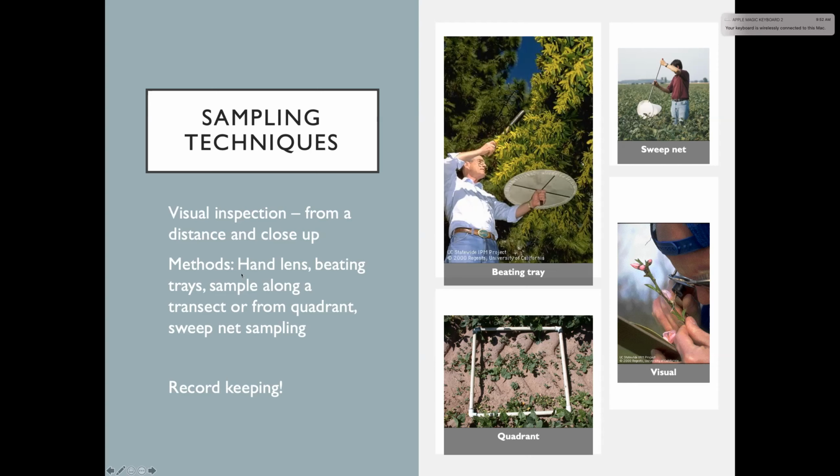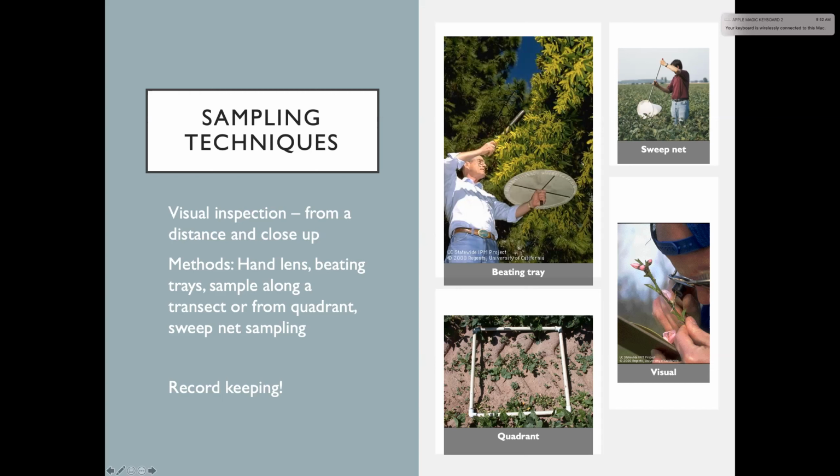To count pests that are very, very small, they'll usually use a hand lens. It's like a small magnifying glass that you can keep in your pocket or wear around your neck on a loop. This is a really handy little tool to have for getting up close and looking at aphids and thrips and scale insects and mites and things like that. There are other techniques you can use.